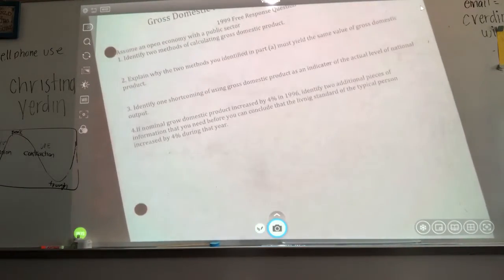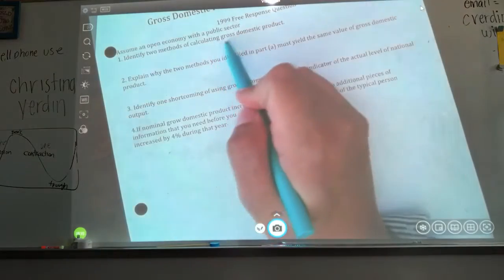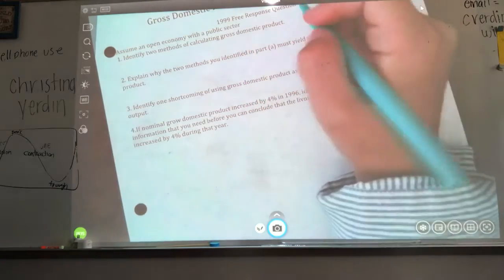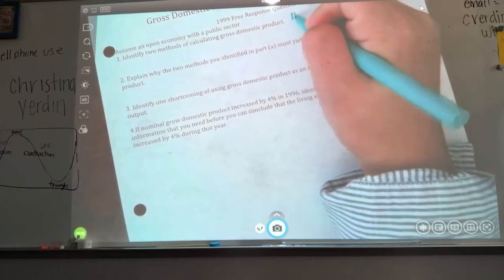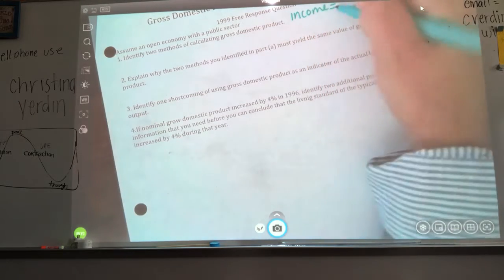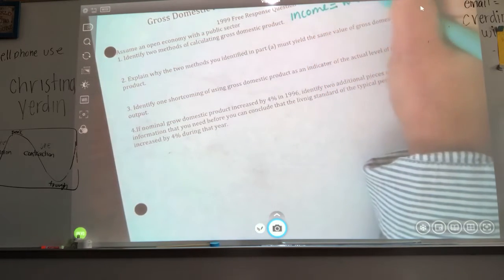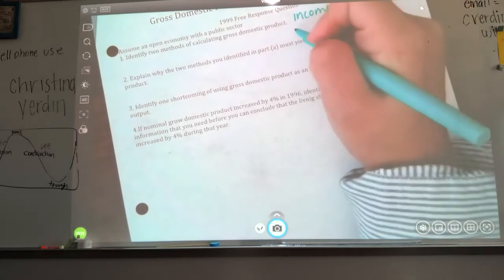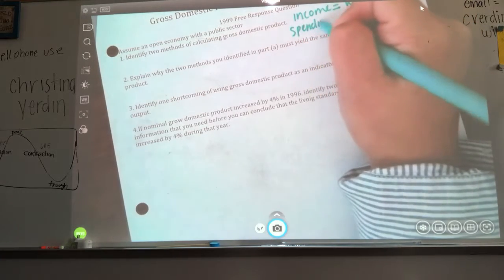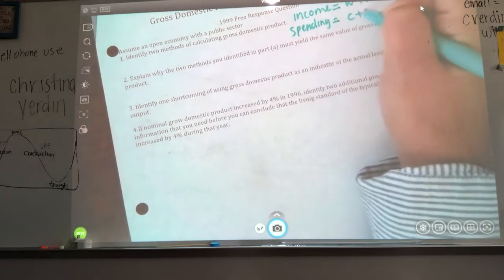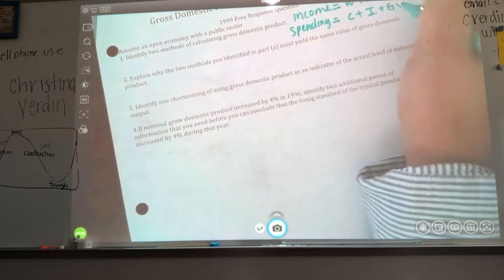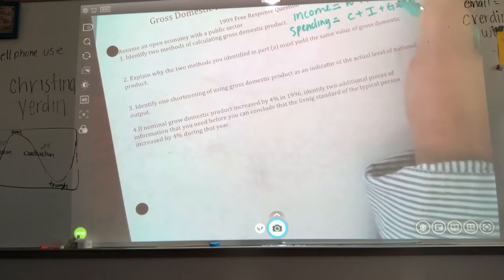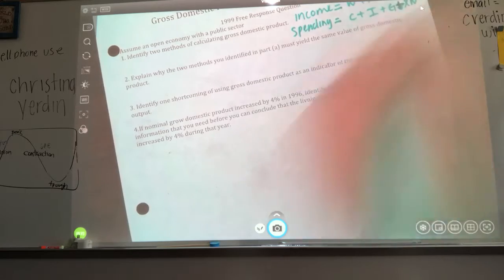We didn't finish it. Okay, so identify the two methods of calculating gross domestic product. I could do the income approach, where I add all the incomes, W plus R plus I plus P, right? Or I can do the spending approach, which is C plus I plus G plus Xn. Sorry, my X, my T. It'll look like an X.